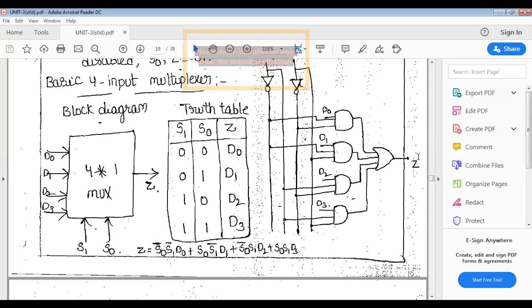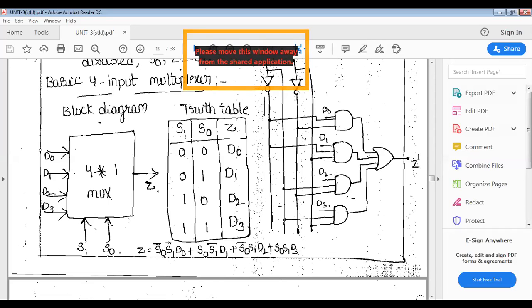Why is it not the D3? We can also give that D3. That is not wrong, but the design is different. When I select 0 0, it is D3; 0 1 is D2; 1 0 is D1; 1 1 is D0. Like that, you can also design the circuit according to the Boolean function only. The logical diagram will change.